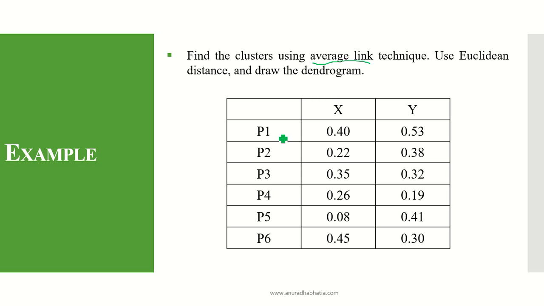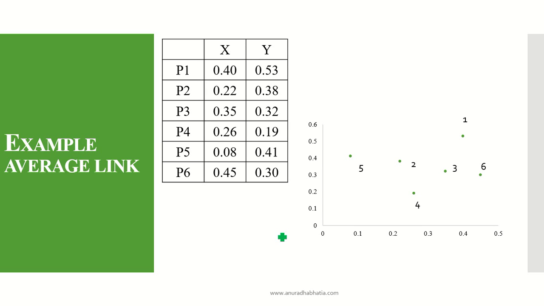The data given to us is from P1 to P6 and x and y coordinates for the points P1 to P6. The first thing that we need to do is, for these points P1 to P6 and the coordinates x and y, we plot them into a simple two-dimensional graph. This one represents the point P1, P2, P3, P4, P5 and P6. We need this graph as we need to create the clusters as we proceed further.